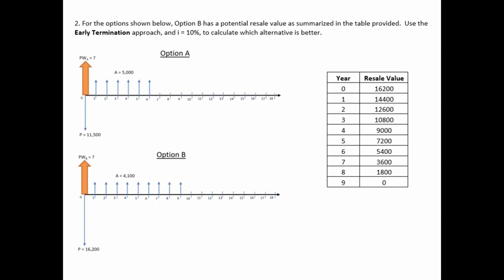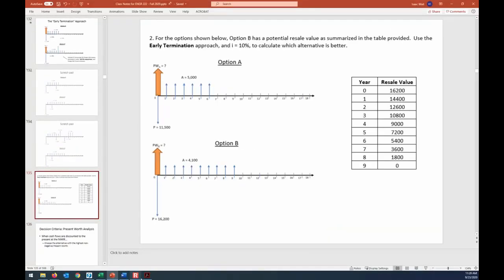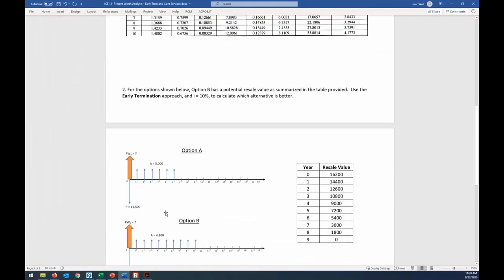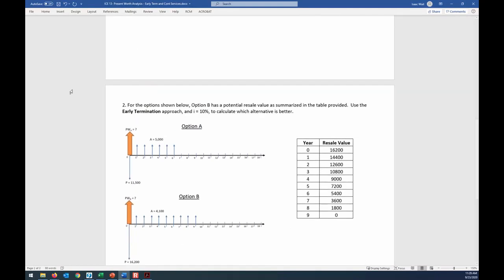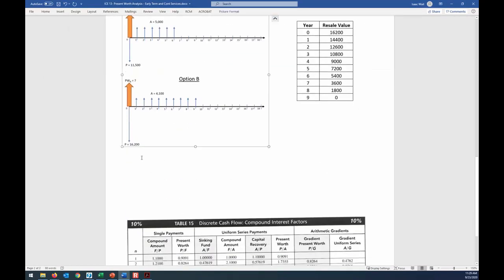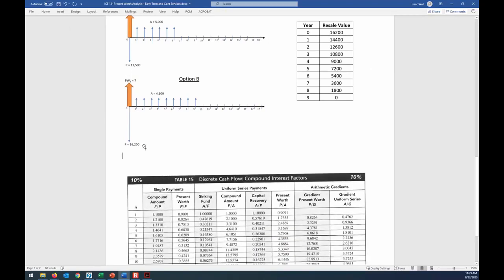So in our case, in order to compare the two options, what you need to do is terminate option B early. Okay, so I want to see if you can figure out how to use this table in order to compare the two options according to the early termination approach. And then it says here, I equals 10%. Notice that. In the previous example we were using the 4% table, but this time we want to use the 10% table. So let me bring that 10% table up onto the screen in case you don't have it handy there at home. You'll be able to see it on the screen.